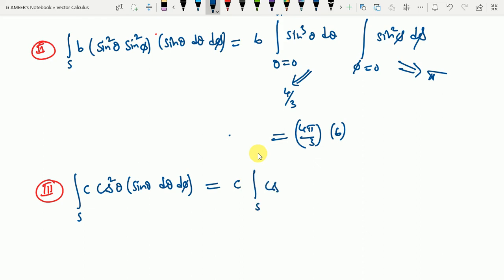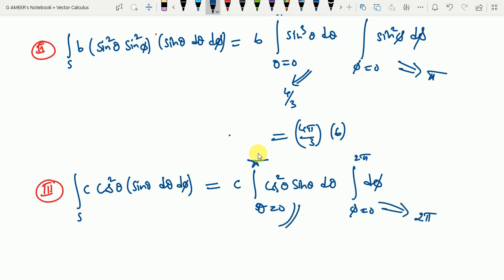Surface integration of cos square theta sin theta d theta, where theta is varying from 0 to pi, then phi is varying from 0 to 2 pi into d phi. The cos square theta term along with the sin theta term is integrated with respect to d theta. So the phi integration as usual simply comes as 2 pi, nothing else is there.